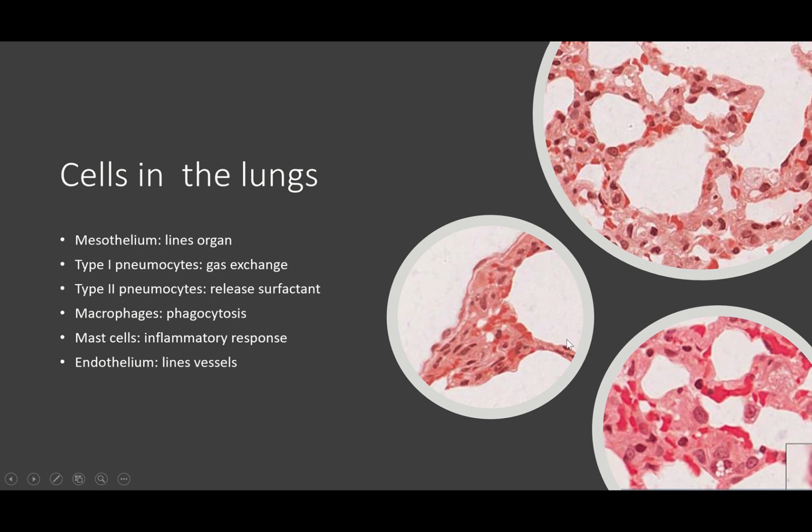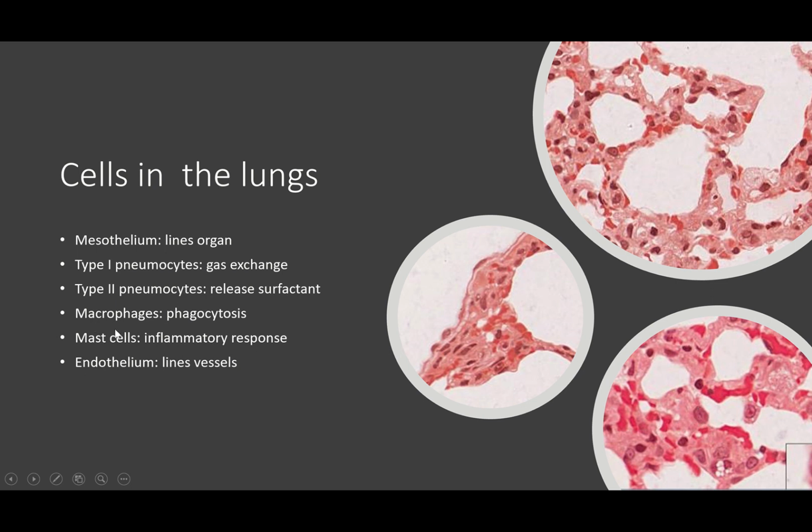We're going to talk a little bit more about surfactant in a second, but if you think of what a cell that's producing and secreting things would look like, you'd think it'd be kind of fat and bubbly and have a lot of cytoplasm, right? So that's what a type 2 pneumocyte is going to look like. It's going to be really fat and bubbly, so these more plump cells within there.